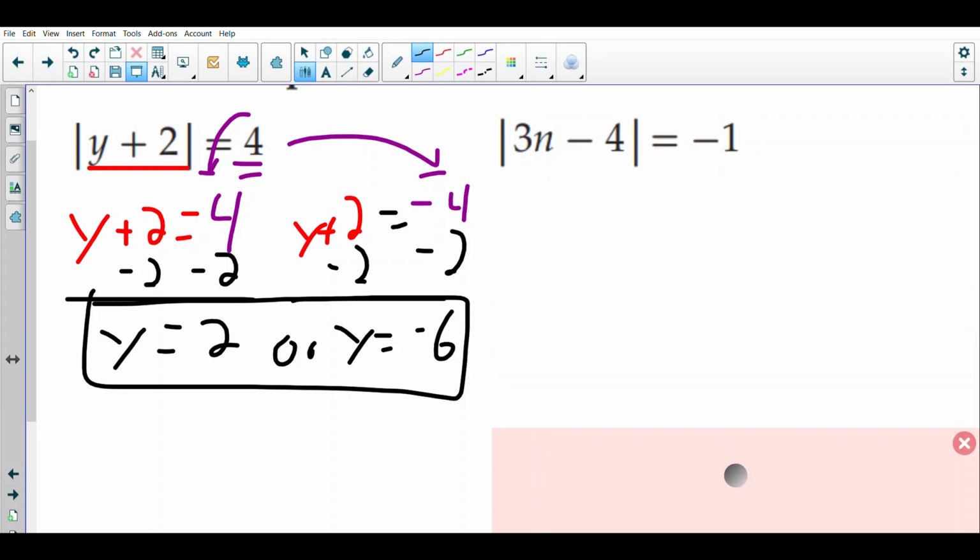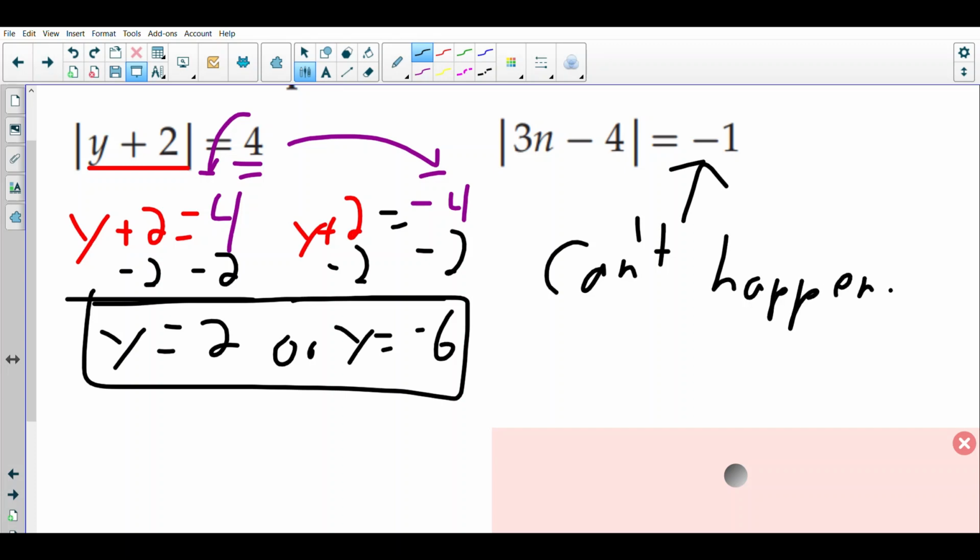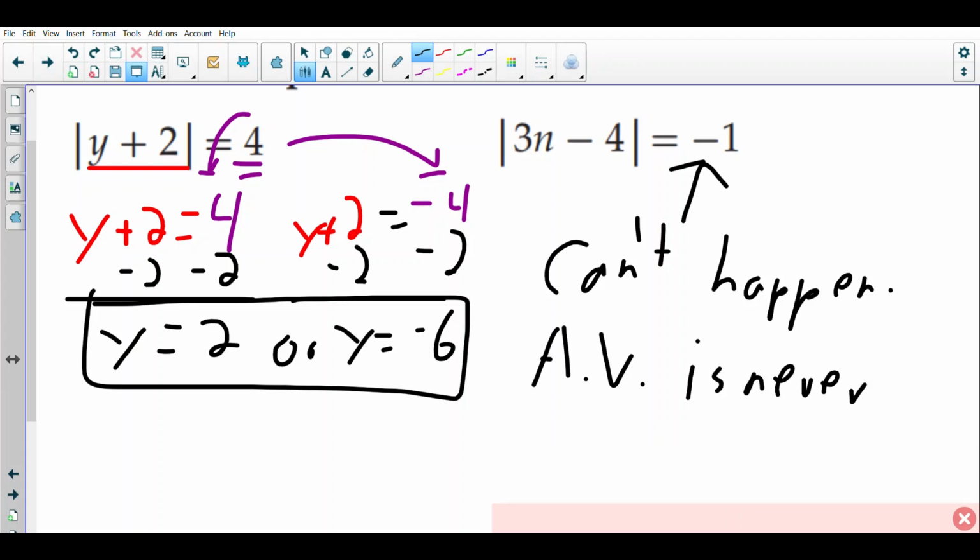Okay, let's look at the absolute value of 3n minus 4 is equal to negative 1. Right there, that should tip you off. Remember what we said at the beginning: the absolute value can never be negative. This is saying it's negative, so this can't happen. Absolute value is never negative. And we're done. You can't do it. So knowing the definition of absolute value helps us, and it can eliminate some work for you.